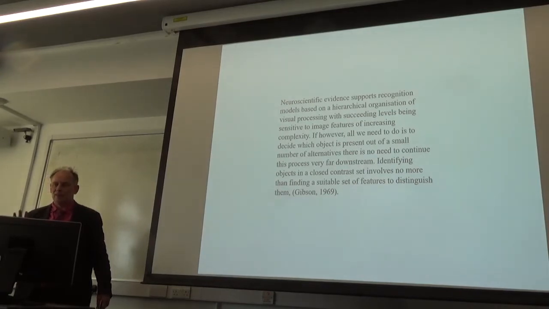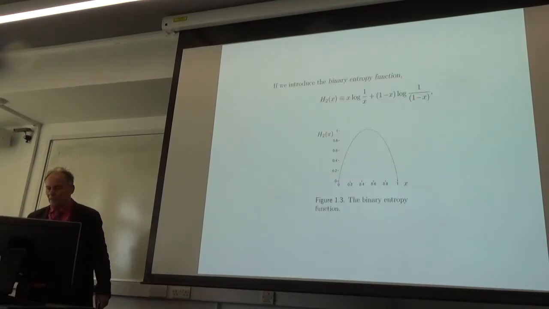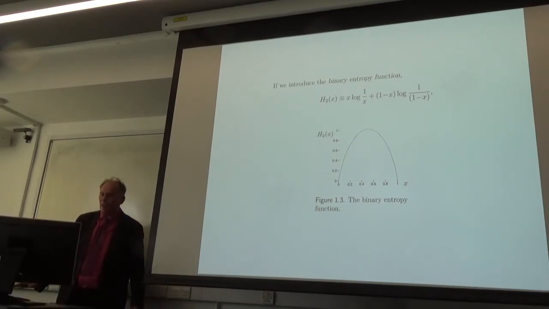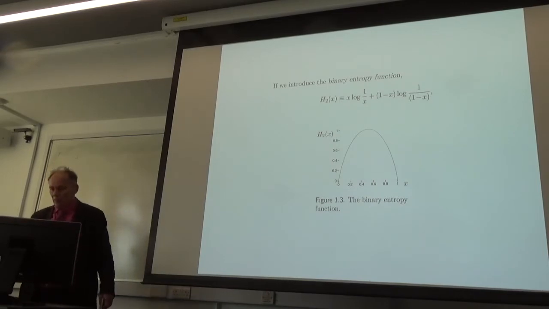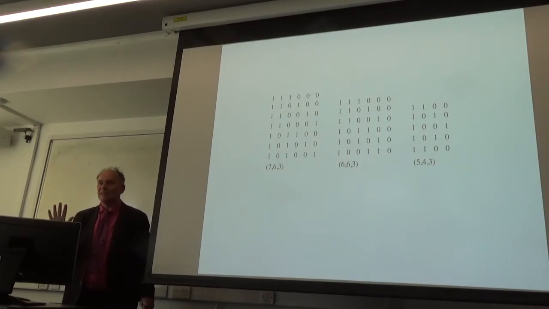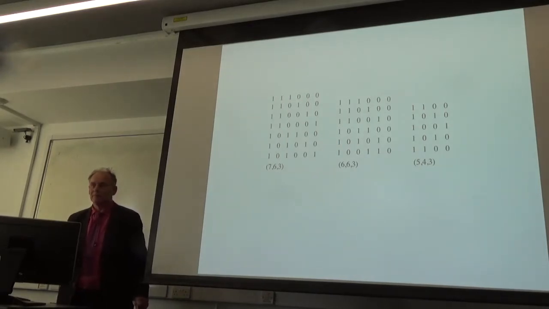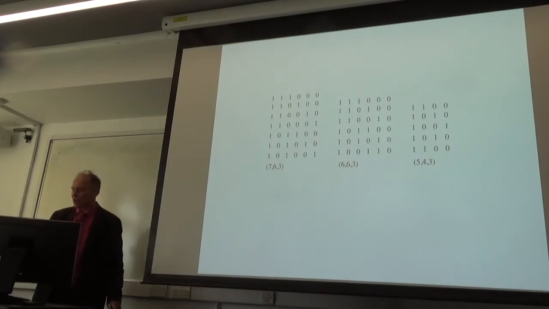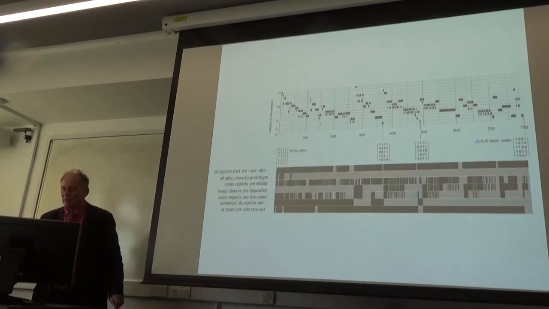In a contrast set, it's quite a simple computational problem. You've just got to recognize a few distinctive features, right? Okay. So this is, well, the same time of day we had the binary entropy function. I'm going to show you some really beautifully designed efficient signs now. These are matrices which are maximally different. So the columns are all three changes apart. The column vectors are maximally different, right?